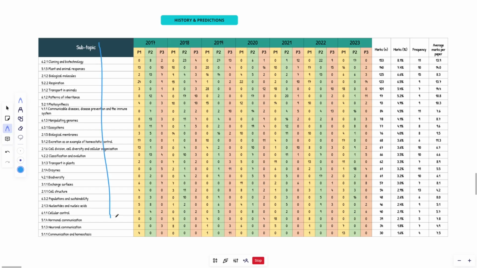So basically, these are the subtopics right here. This is everything that can come up. And then across the top here, we have every single year. And then we have the color-coded paper one, paper two, and paper three. Nice yellow, green, and a peachy coral color. And that obviously repeats every single year, so we can try and look for patterns.